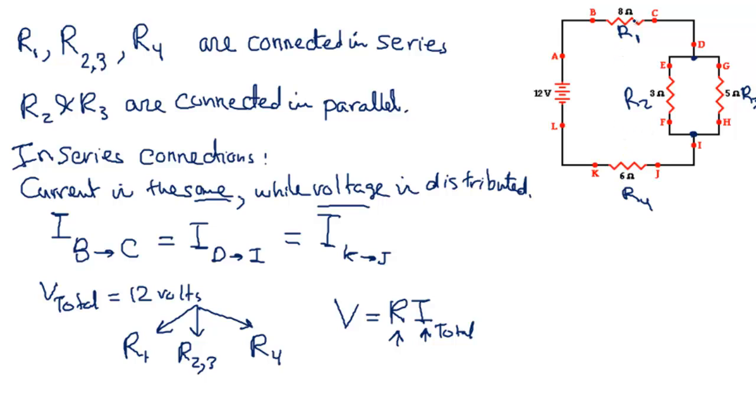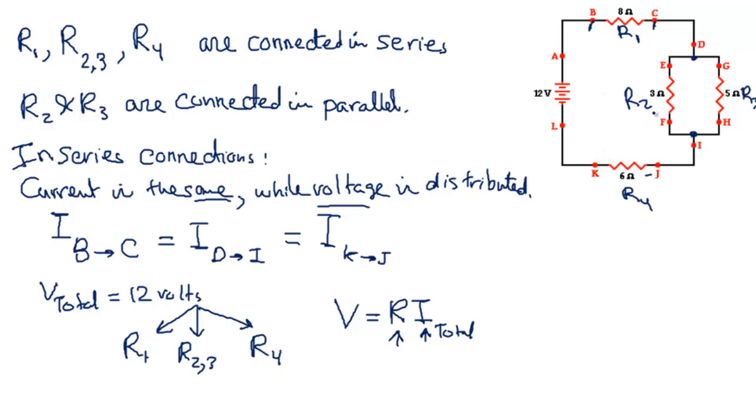Okay, so which one among those resistors will get the biggest voltage? Is it the 8 ohm? Is it the equivalence of R2 and R3, or is it R4? And the answer is, since R1 has the biggest resistance, therefore it will have the biggest voltage drop. So the biggest voltage drop will be between point B and point C.